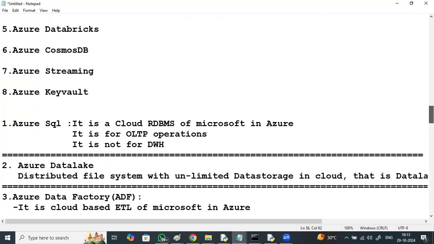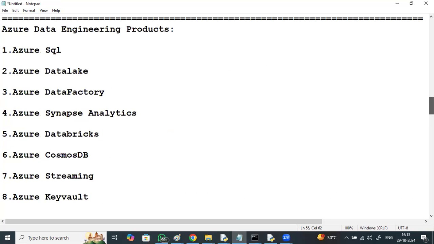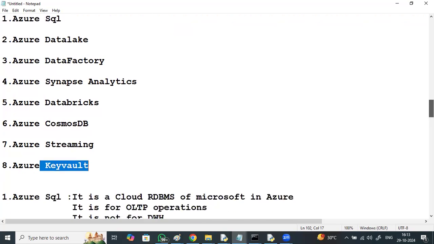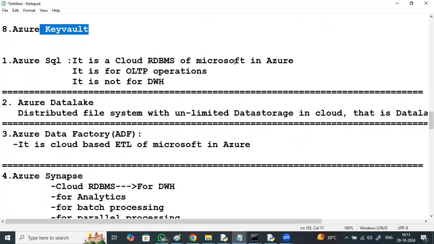Azure data engineering products I was discussing in the last class: Azure SQL, Azure Data Lake, Azure Data Factory, Azure Synapse Analytics, Azure Databricks, Azure Cosmos DB, Azure Streaming, and Azure Key Vault. Azure SQL is a cloud DBMS of Microsoft in Azure. It is for OLTP operation. It is not for data warehouse.